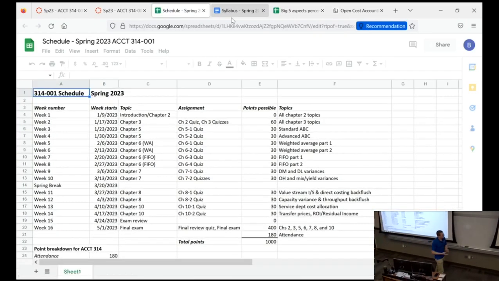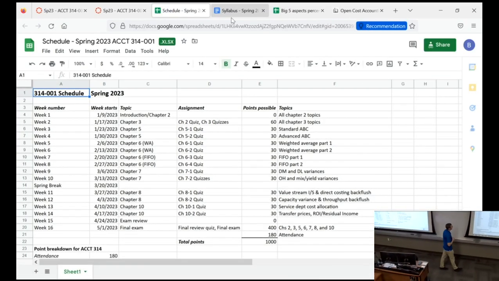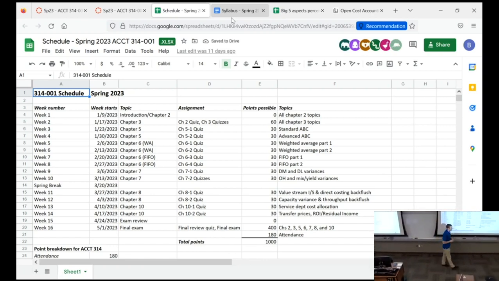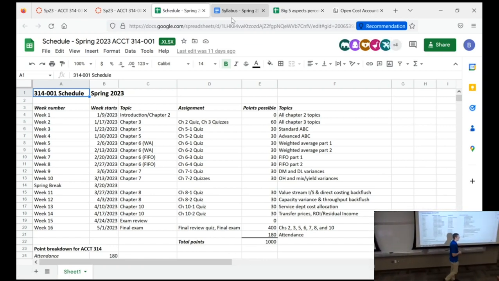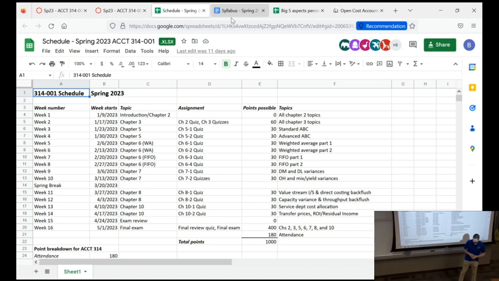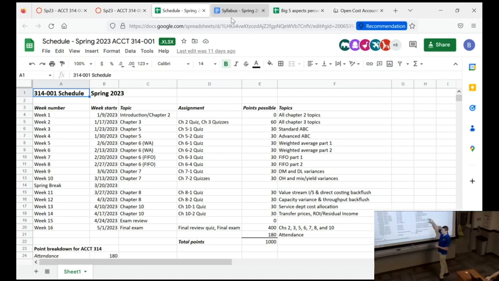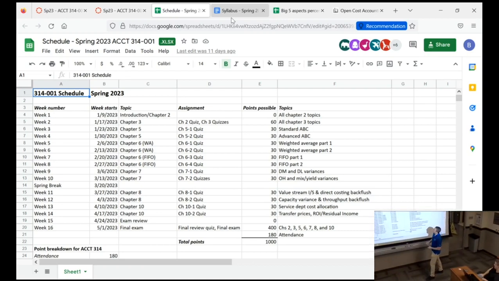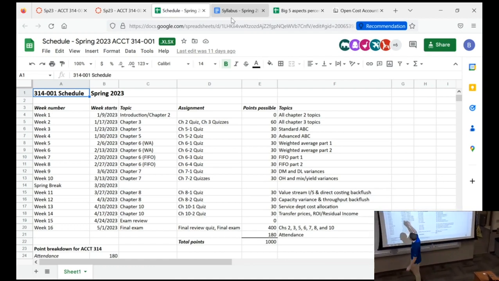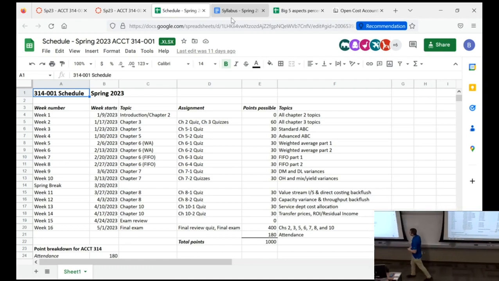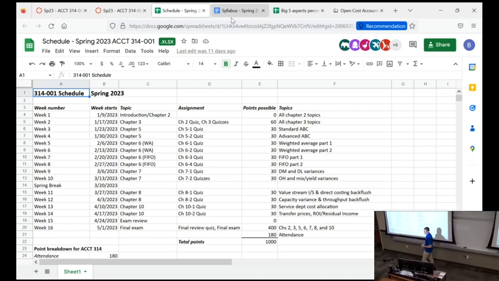So this is a Google Sheet. This is our 314.001 schedule. But if you're watching online, your 314.4001, which is the online 314 version, or your 513, you're in the 513 class, the schedule is laid out almost the same. So this week, we're going to introduce the class, and we're going to start into Chapter 2. I think today we'll start into Chapter 2.